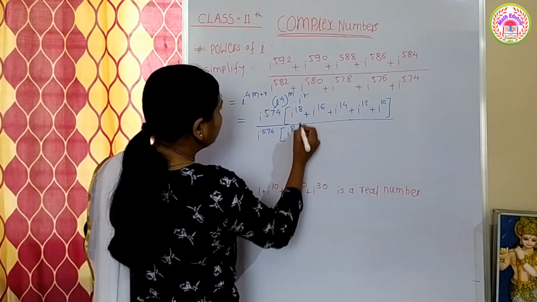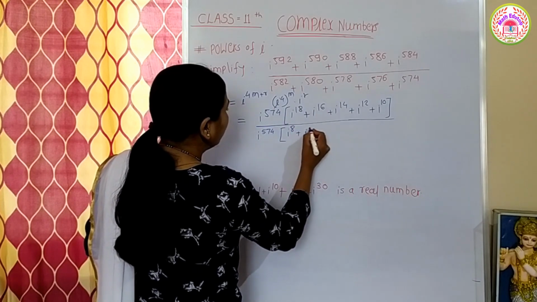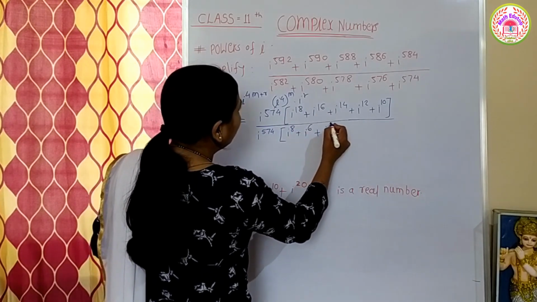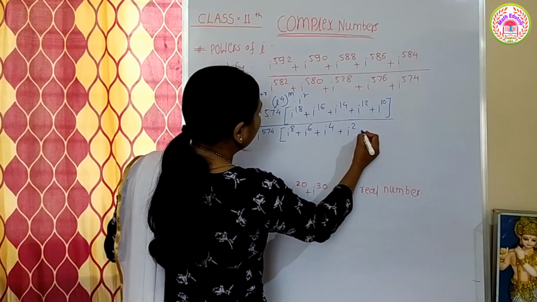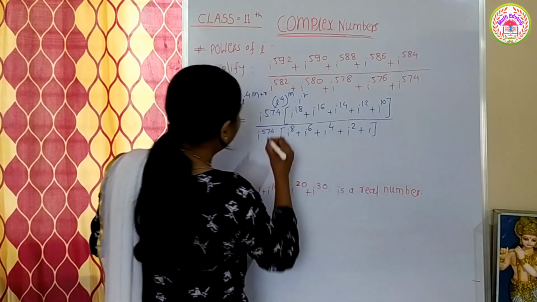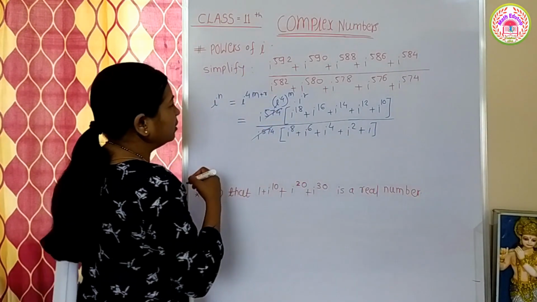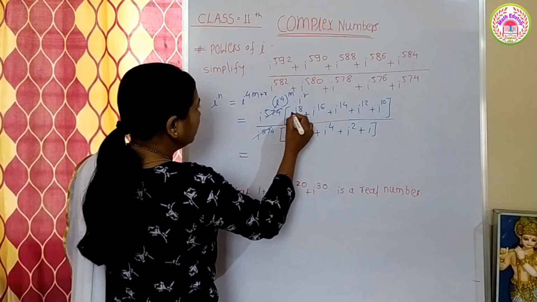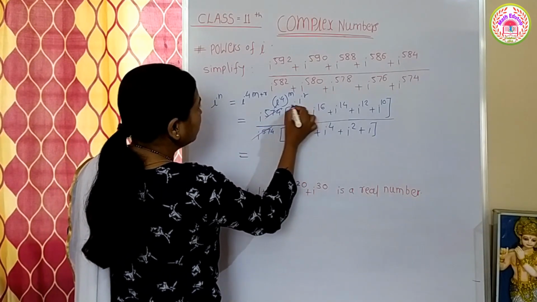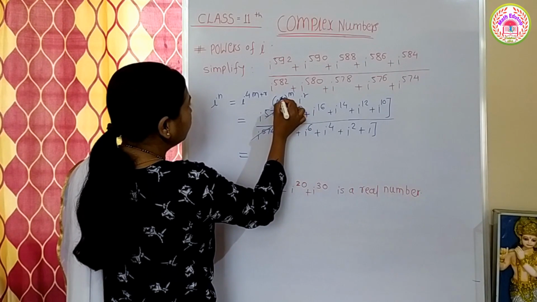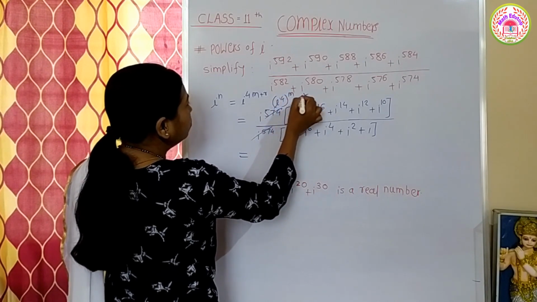Okay. Then next i raised to less than 2, then i raised to 6, then i raised to 4, next i raised to 2, and here what will be there? 1. Then this term and this term get cancelled. Then the numerator, we write this term, divide this by 4, that means write it in the form of i raised to 4 power into the remainder form.